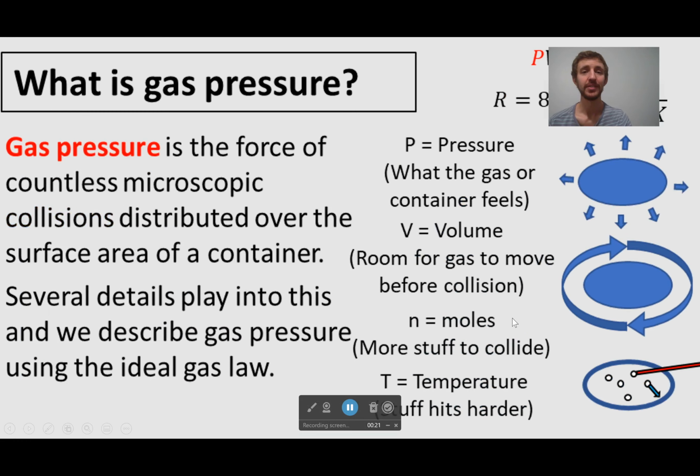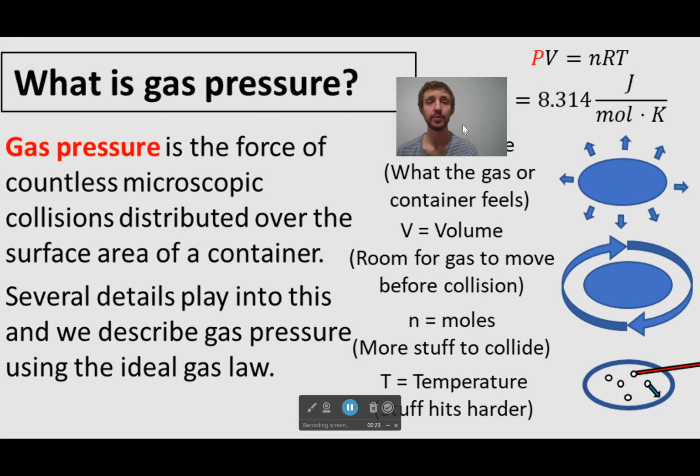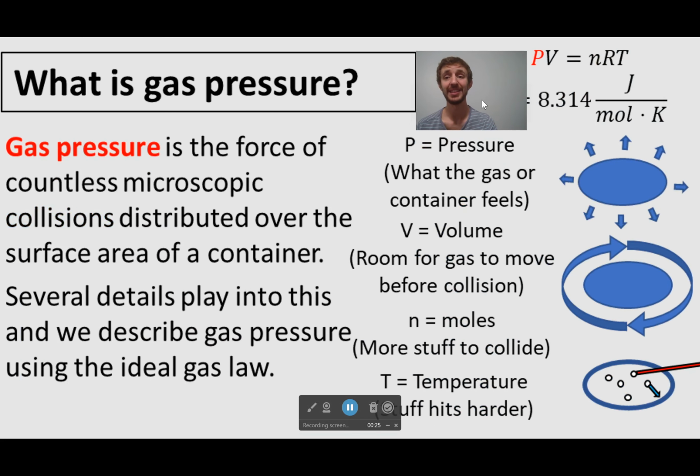Okay, so gas pressure is the force of countless microscopic collisions, and they're distributed over the surface of containers. So that surface has to stop those collisions. It applies a force, making them bounce back. And all of that force together over the surface of the container is that pressure. So it's still force over an area.